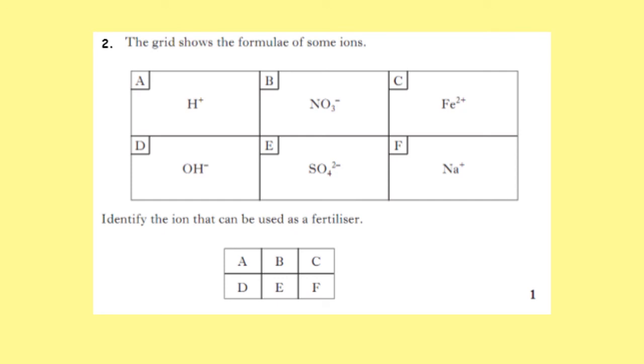So now we have a past paper question. This is a common multiple choice question. Being given a list of ions, you're asked to identify which letter corresponds to the ion that could be used in a fertilizer. And for this one, the answer is B. It's the NO3-, and that's because that's the only one of those ions that contains the letter N, P, or K. NO3 is nitrate and contains nitrogen.